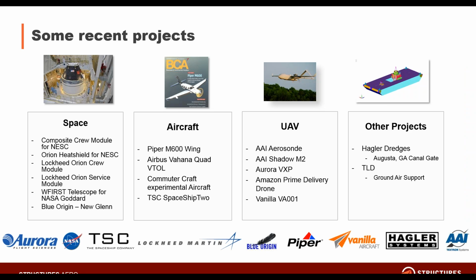Here's just a quick sample of some of the projects we've worked on over the last several years as a company. You can see we've worked on space structures, aircraft, both some commercial and general aviation, UAVs, and then even other kind of out there projects like Hagler dredges, something that's non-aircraft and non-spacecraft. Everything from private aerospace, commercial, and even some government work with NASA on the WFIRST telescope. So a good mix of projects, which really gives us a good background in using Femap for lots of different applications and lots of different types of structures.